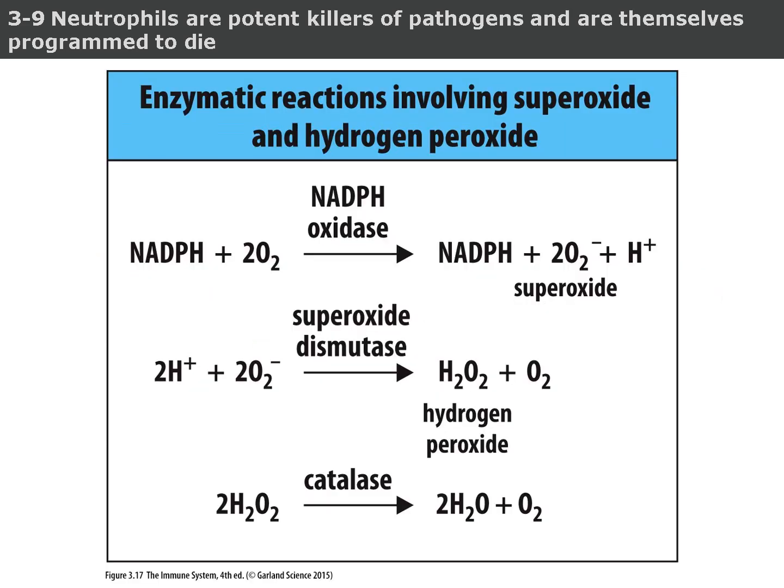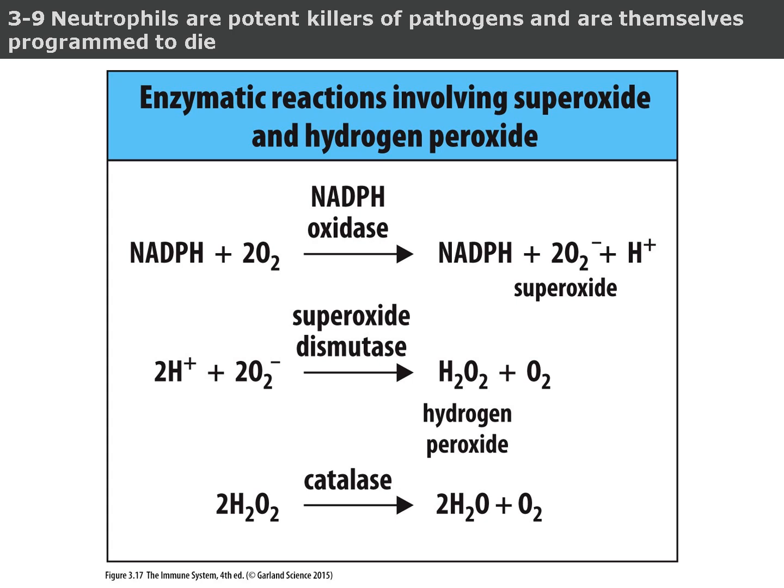This diagram shows how neutrophils use reactive oxygen species to destroy pathogens. When a neutrophil encounters a threat, an enzyme called NADPH oxidase converts oxygen into superoxide, a reactive molecule. This reaction is part of what's known as the respiratory burst. Next, the superoxide is transformed into hydrogen peroxide by another enzyme, superoxide dismutase. Hydrogen peroxide itself is harmful to microbes and helps kill them inside the phagosome.